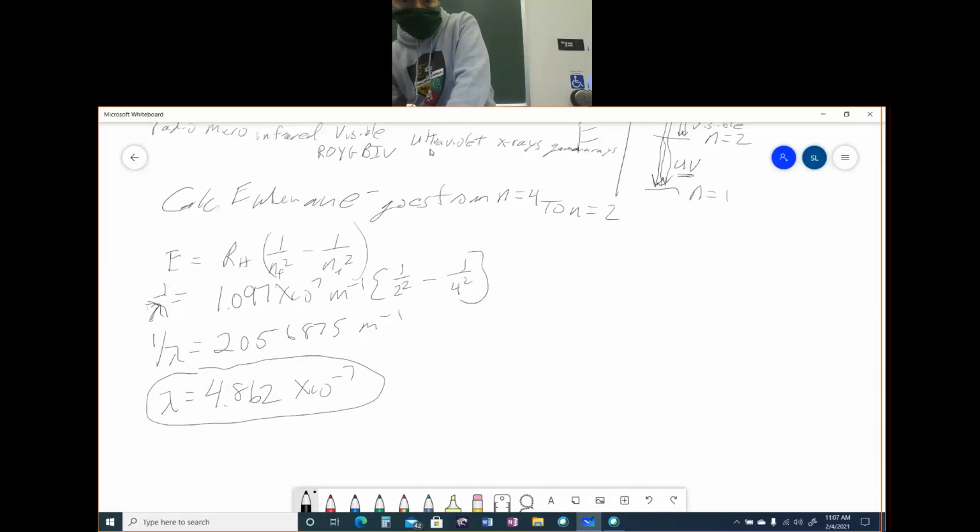All right, so that is then in meters. This is meters to the minus 1, and then I inverted it. All right, but if the question in this problem is going to be to find the wavelength, find the frequency, find the energy.